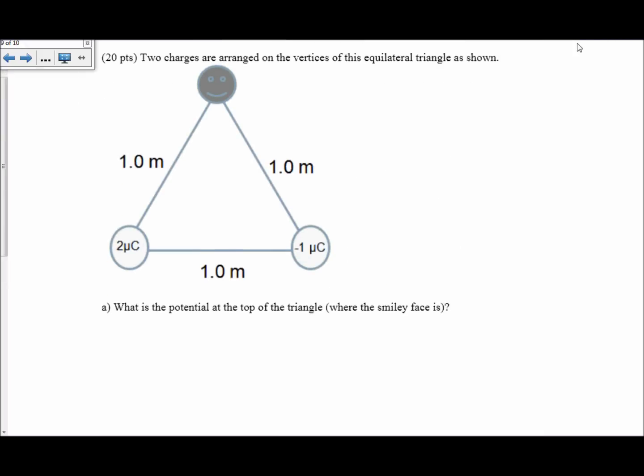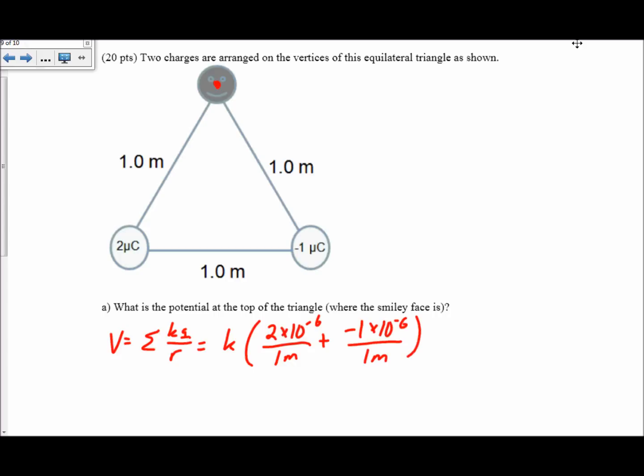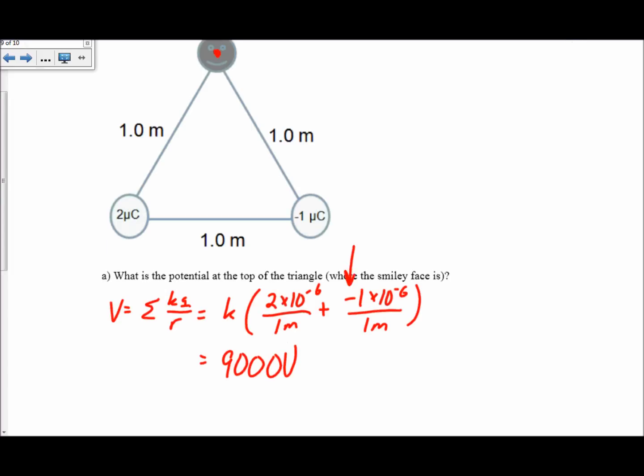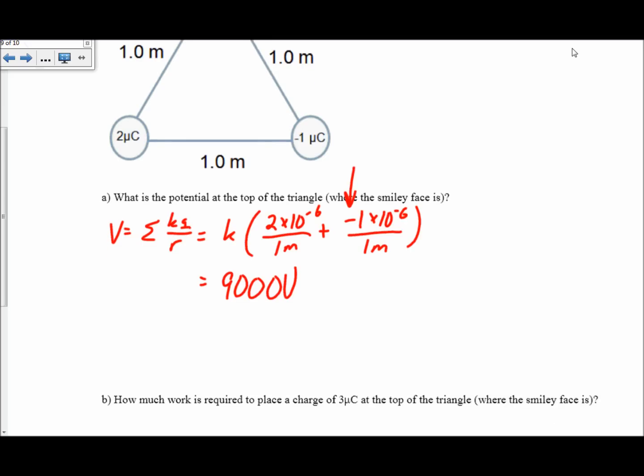What is the potential at the top of the triangle? Well, potential is just the sum of kQ over r for all the charges. I want to know what it is up here. That's going to be k times 2 times 10 to the minus 6 over 1 meter, plus negative 1 times 10 to the minus 6 over 1 meter. That's 9,000 volts. Don't forget the negative here when you're finding the potential.